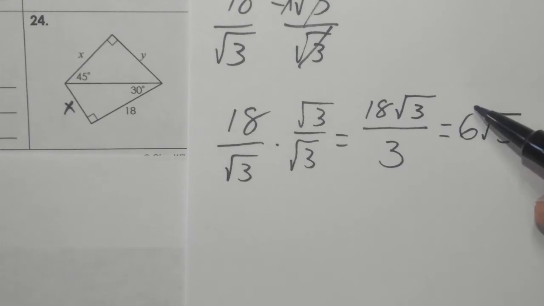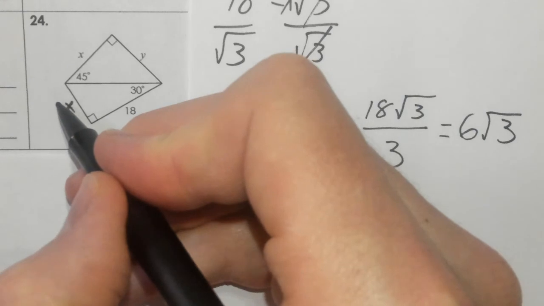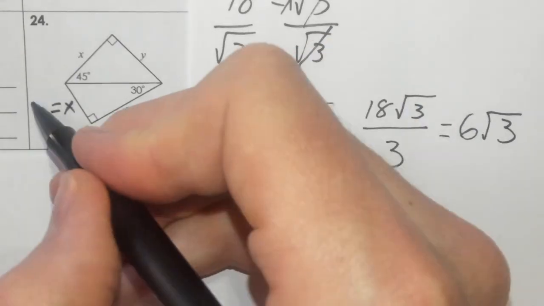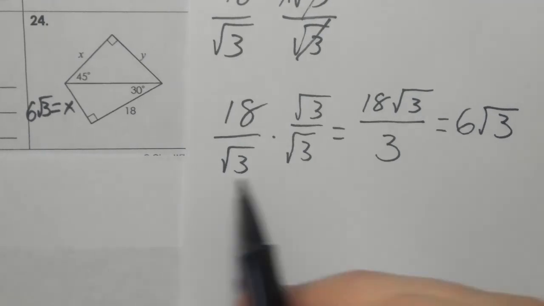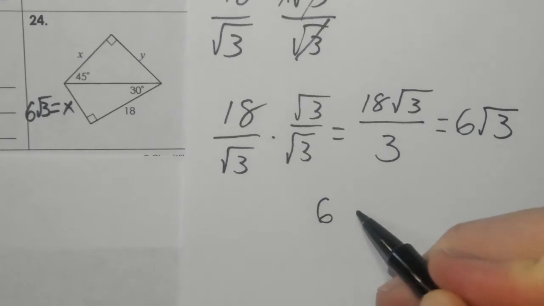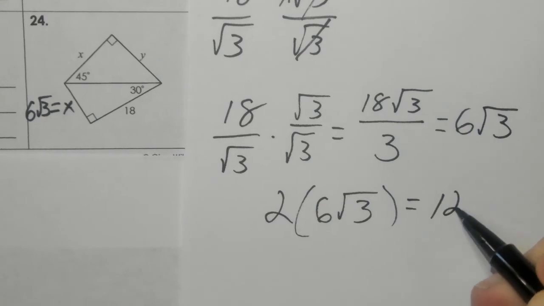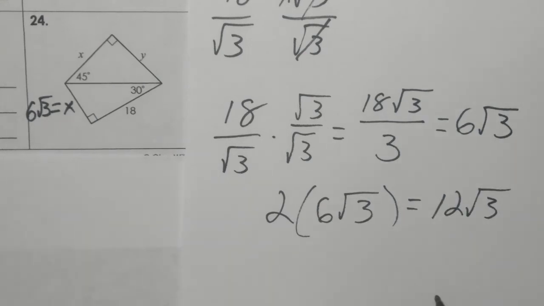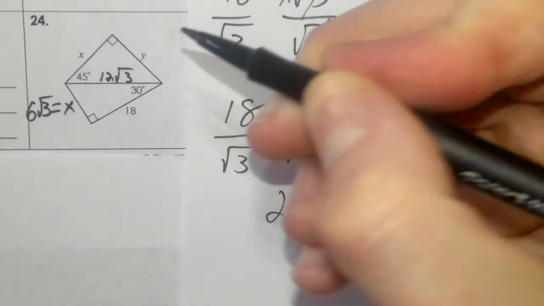Okay, so we just found x is actually 6 times the square root of 3. Okay, so in a 30, 60, 90 triangle, if I take 6 times the square root of 3 and just double it, double that to get 12 square root of 3, I get the hypotenuse. Okay, so here's the hypotenuse, 12 square root of 3.